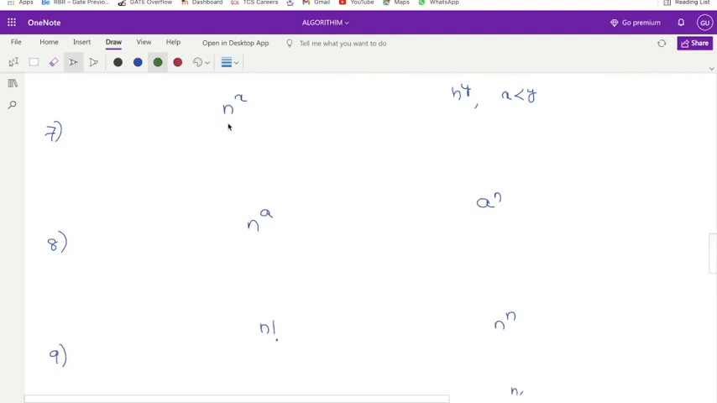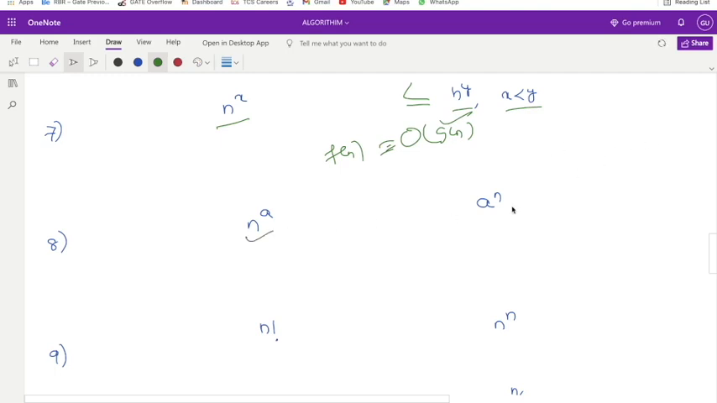Let's see here. Seventh question. N power x and n power y. X is less than y. If x is less than y, then this one will be obviously greater than n power x. So this one will be greater. This term g of n will be inside the big O notation. I can write it as f of n equals to big O of g of n.